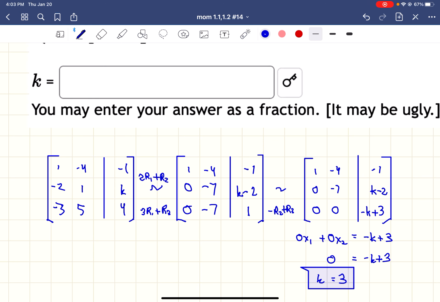We always are going to need to have a 0 on the right-hand side of that bar if our left-hand side is a whole row of zeros. So there you go. I hope this helps.